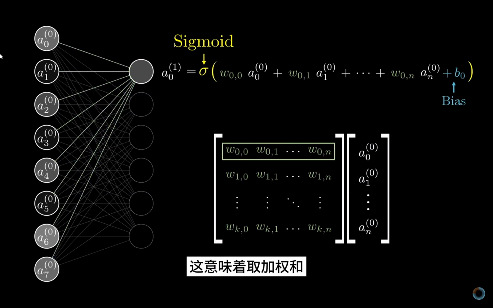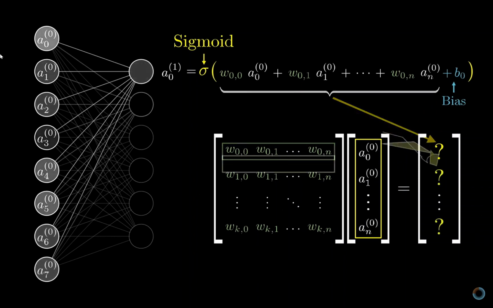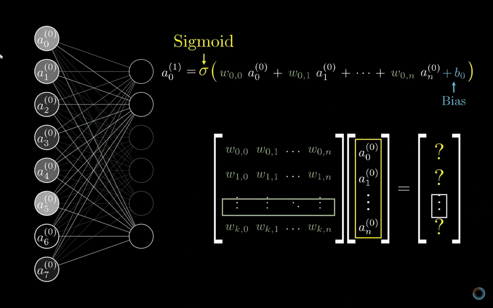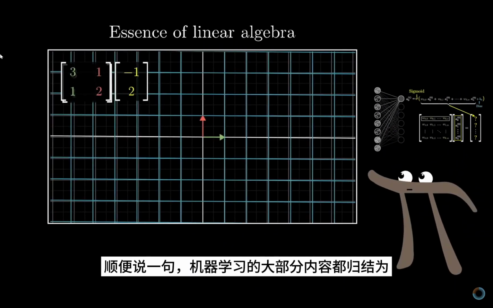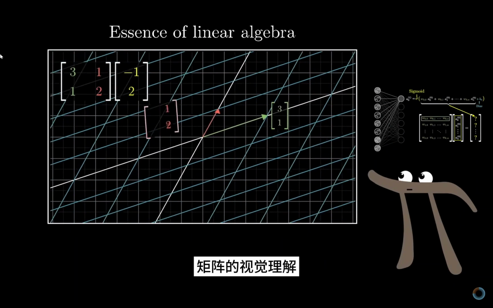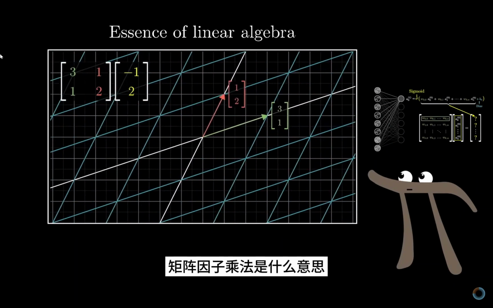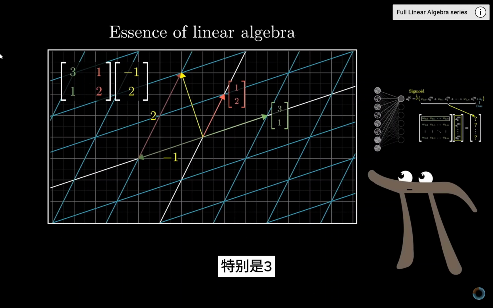What that means is that taking the weighted sum of the activations in the first layer, according to these weights, corresponds to one of the terms in the matrix vector product of everything we have on the left here. By the way, so much of machine learning just comes down to having a good grasp of linear algebra, so for any of you who want a nice visual understanding for matrices and what matrix vector multiplication means, take a look at the series I did on linear algebra, especially chapter 3.